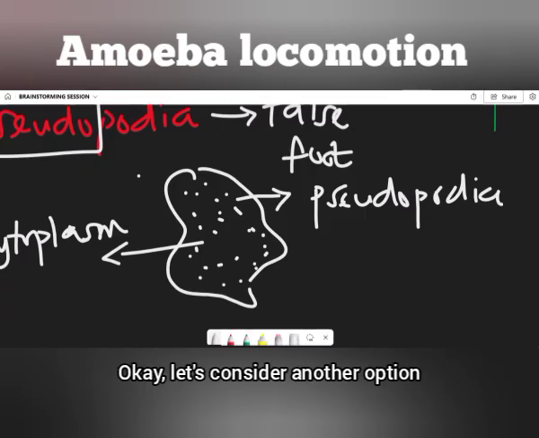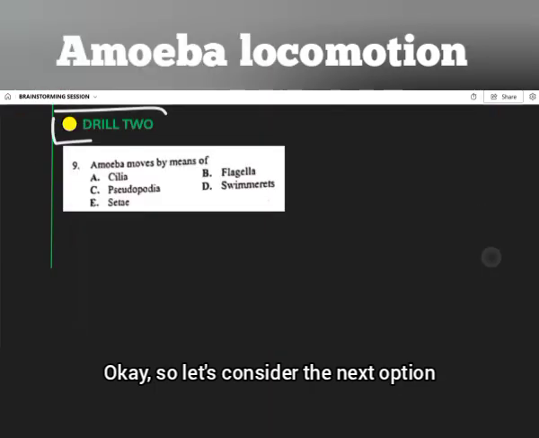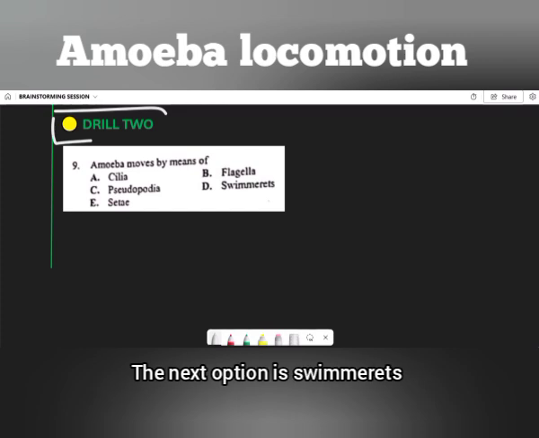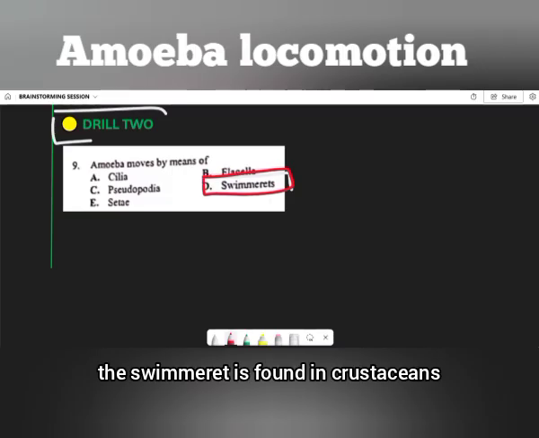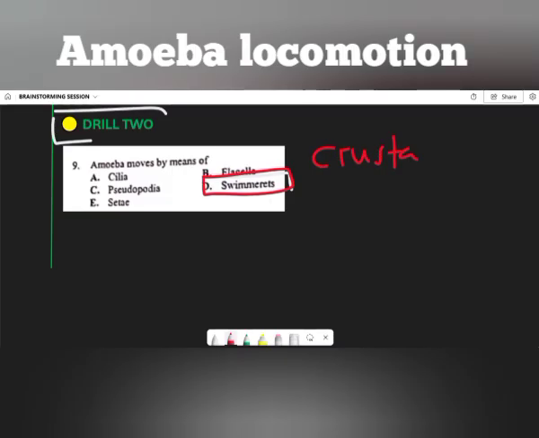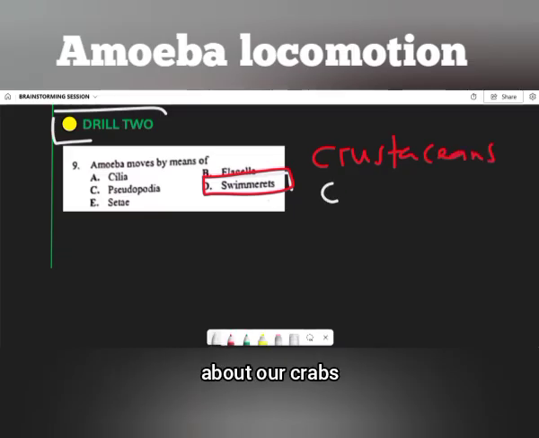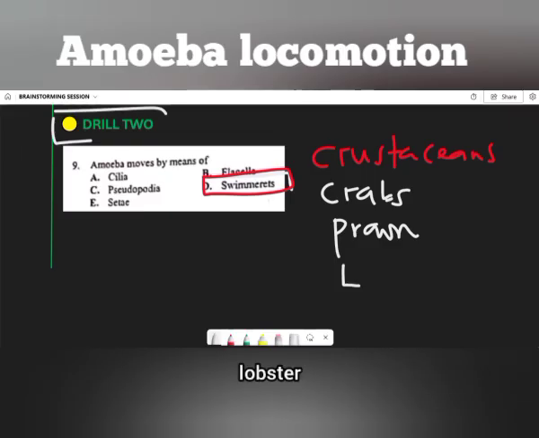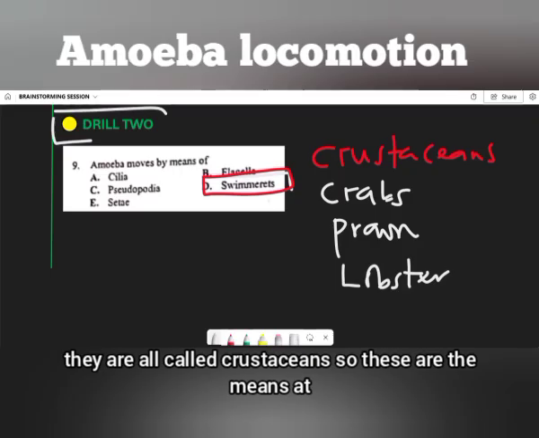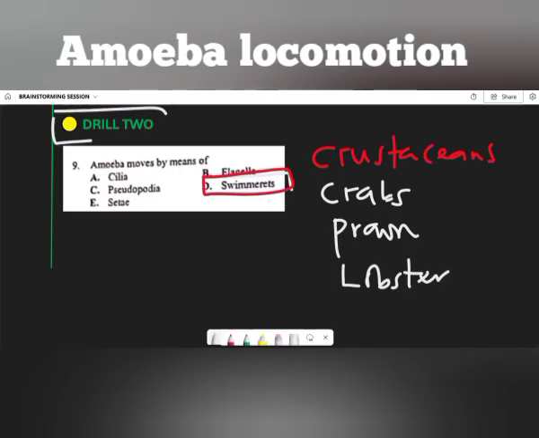Okay, let's consider the next option, which is swimmerets. What is a swimmeret? Swimmerets are found in crustaceans. When I talk about crustaceans, I'm referring to crabs, prawns, and lobsters. They are all called crustaceans. So these are the means by which they move.